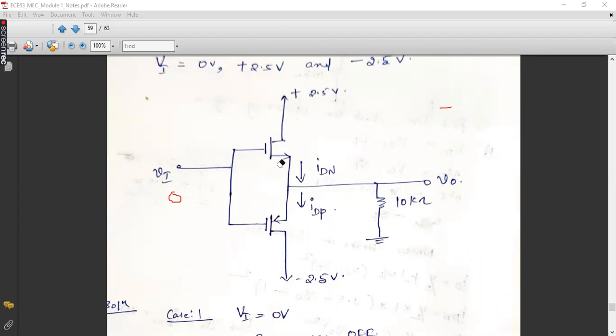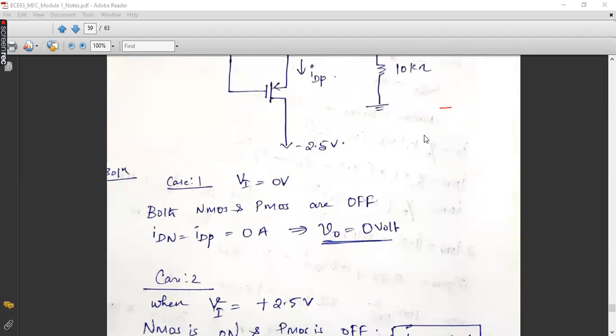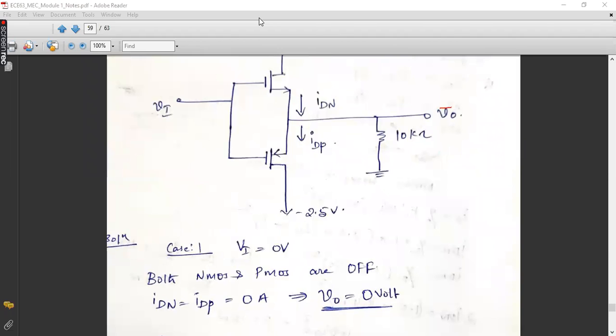Now you tell me which transistor will be on. Both are off, sir. Very good, very good. So both are off. If both are off, can you expect any current flow? No. Therefore, IDN and IDP both are 0. And since this is an emitter follower, we don't have any current here, this current is also zero, so there is no current across your load resistance, so you can expect the output voltage to be 0 volt for case 1.